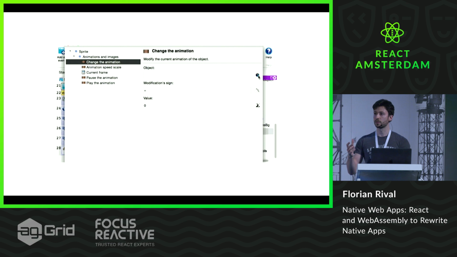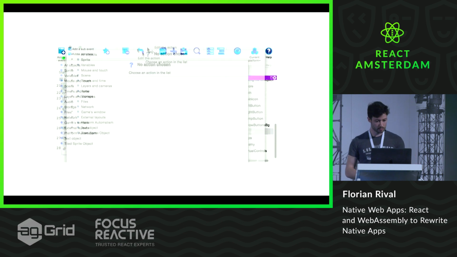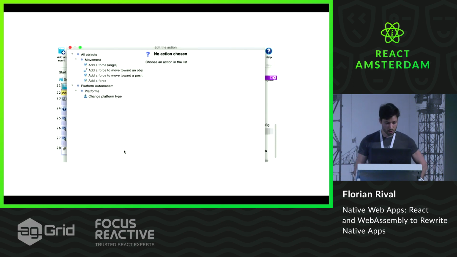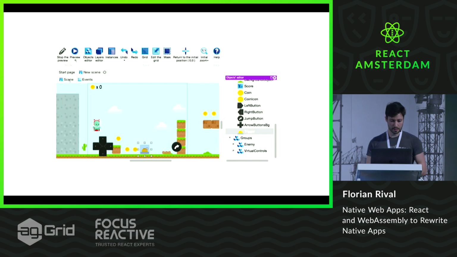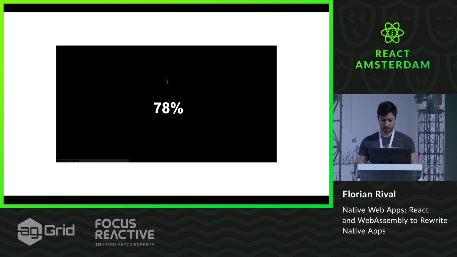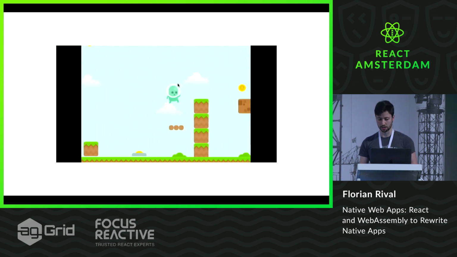the button so that we go from the state where it's not pressed to the state where it is. And then another action to move the platform up in the air so that the player can go on it. So I'm adding a force so that it's moving on the y-axis, upward. And then I can press play. The game is compiled in JavaScript, and now I can play it, and it's working.